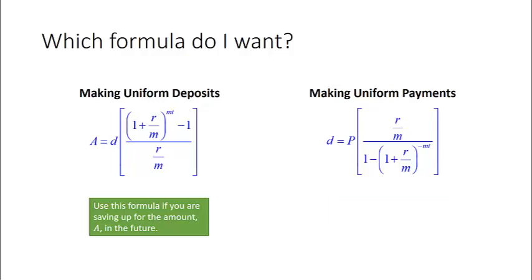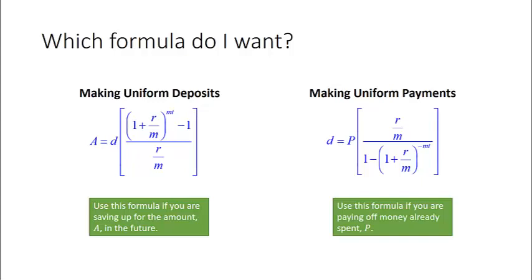In the case of uniform payments, you're going to use this formula if you're paying off money already spent. So you borrow money to buy a car. You've spent that money, you've bought that car, now you're paying it off. Or you take out a loan to pay for college. You spent that money, now you've got to pay it back. So that's the difference in the two formulas. Are you saving up for money in the future, or are you paying off money that's already been spent?